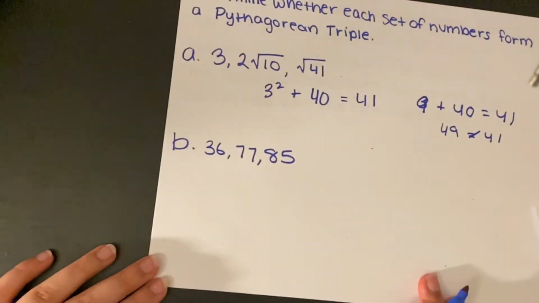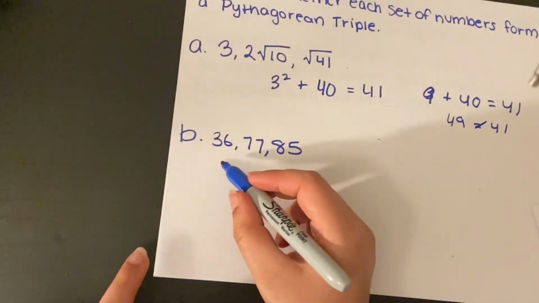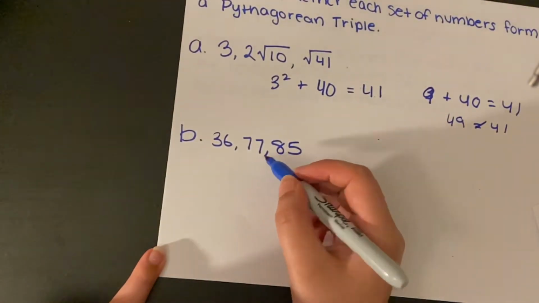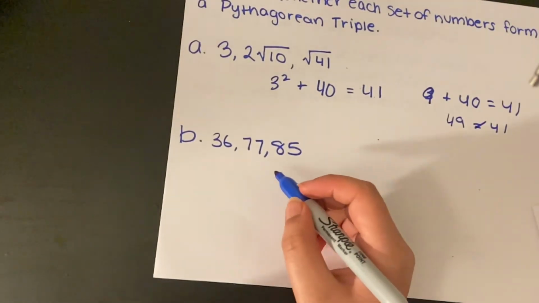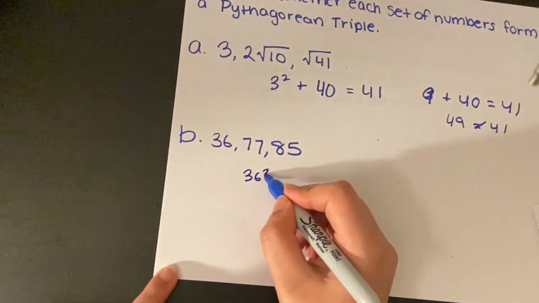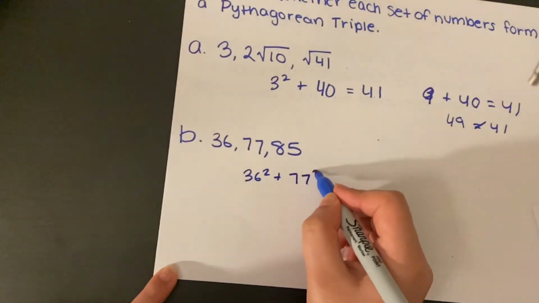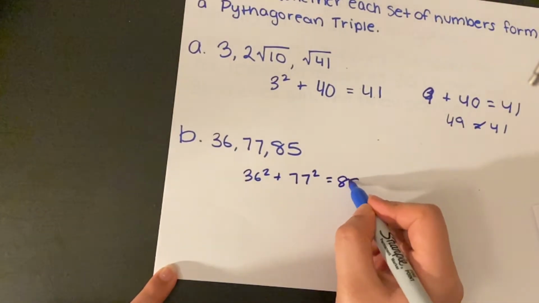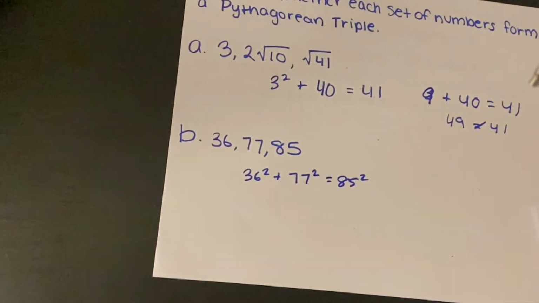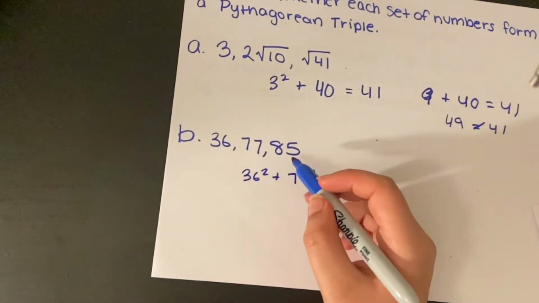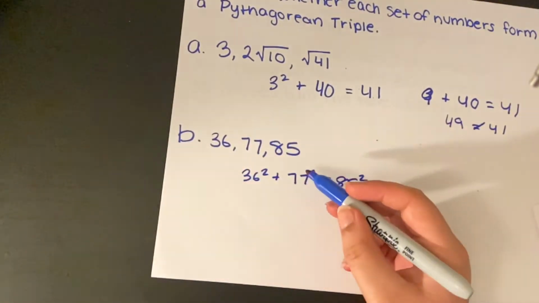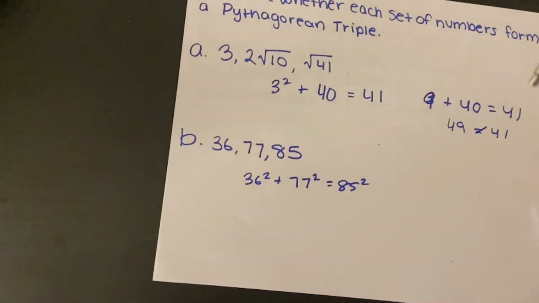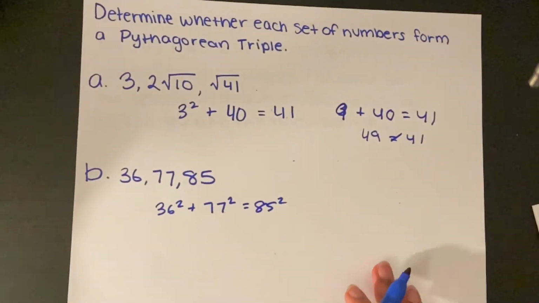Let's do B. All right, so we got 36, 77, and 85. So 36 squared plus 77 squared equals 85 squared. Is that true? We'll find out. Now notice already, this goes in order, 36, 77, 85. C is the largest number. So we'll see if it actually is a right triangle, because now it just depends on that.